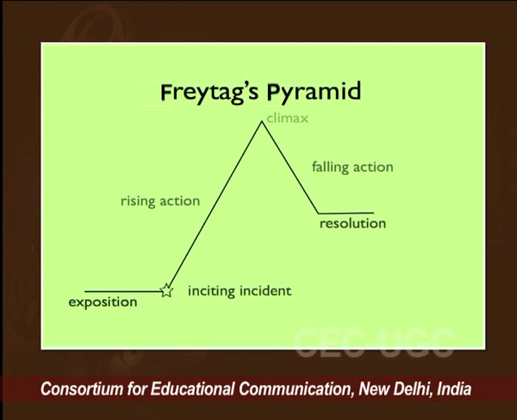Now, just to recapitulate, what you see on your screen is how the Freytag pyramid looks. There is exposition, which is another name for introduction. Then there is an inciting incident after exposition. The action rises, and it is called rising action. Then it reaches climax, falling action and resolution. These are the points that we have been discussing extensively in the last few videos. Now, in today's video, we will understand why and how these things can be used practically in today's world.